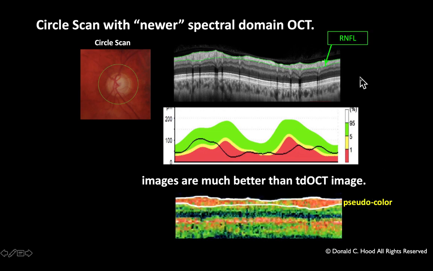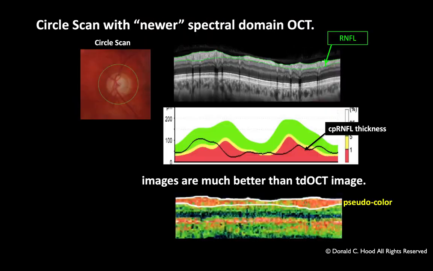Again, that's retinal nerve fiber layer. This plot that we often look at, the dark curve here, is called the circumpapillary retinal nerve fiber thickness plot, or profile sometimes. And this is the thickness here of the retinal nerve fiber layer.